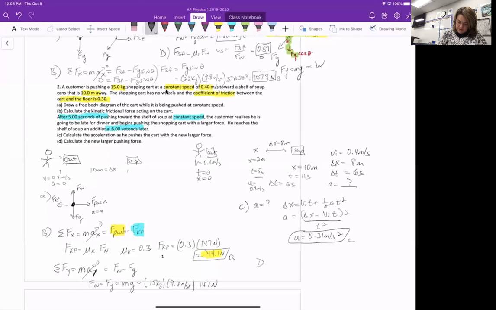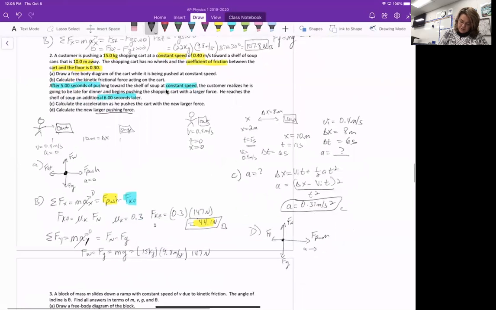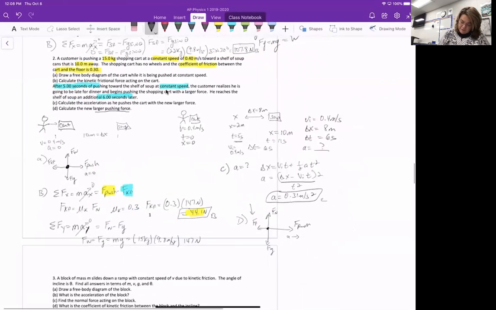D, calculate the new force, the new larger pushing force. All right, well, first, before I do that, I want to make sure we have an appropriate free body diagram. Here's my new force. Here's the force of friction pulling to the left. I now have an acceleration to the right. This force of friction, this is kinetic friction. It's constant no matter what. It's independent of the force that I push. And I found that earlier, so I now know that information.